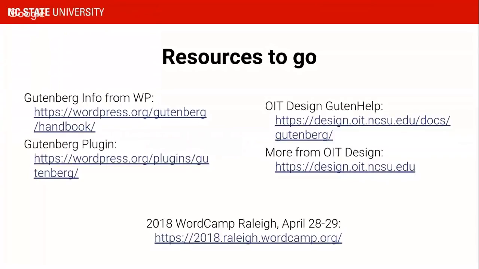There's the WordPress Gutenberg Handbook, which has information about Gutenberg and developer resources. If you talk to your site administrator or developer, they can tell you more. There's the actual Gutenberg plugin if you'd like to give it a try yourself on your website, and you can work with your site administrator to install that plugin.